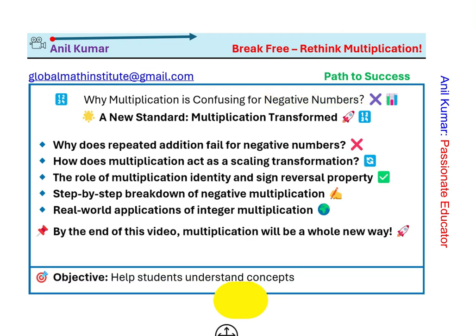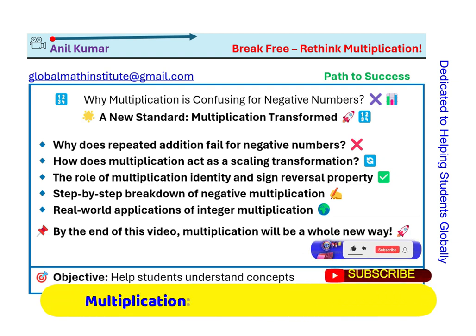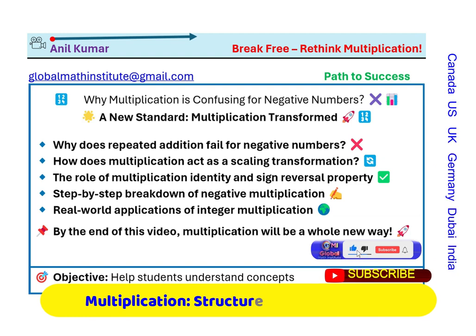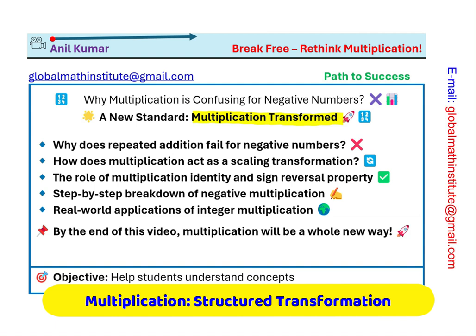Great. So here are the major points which we are looking into. Why multiplication is confusing for negative numbers in the first part, then for fractions in the later half, and we are introducing to you the multiplication transform, a new model. So the questions are: why does repeated addition fail for negative numbers? How does multiplication act as a scaling transformation?